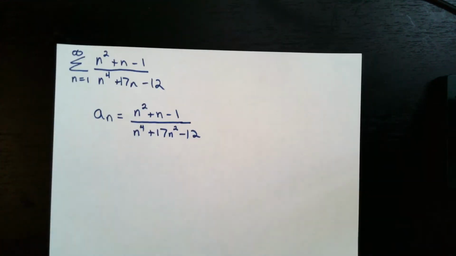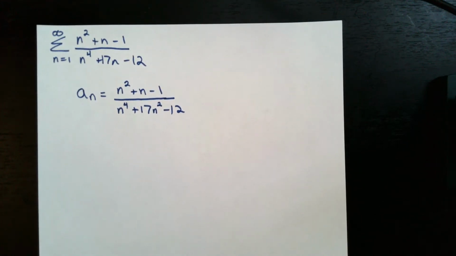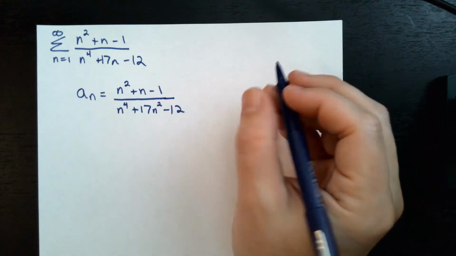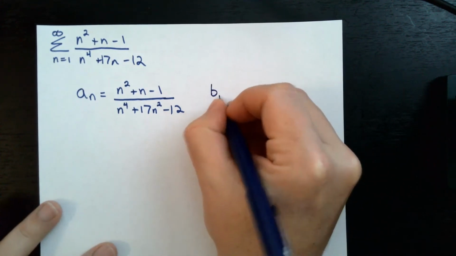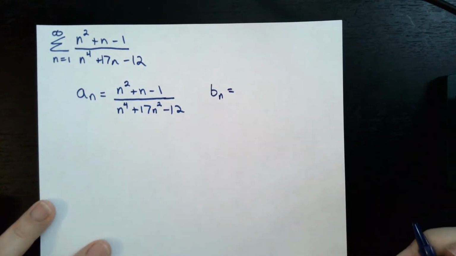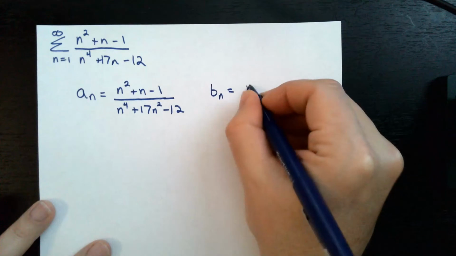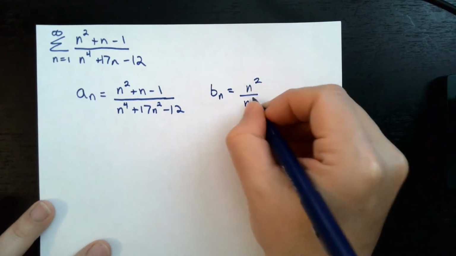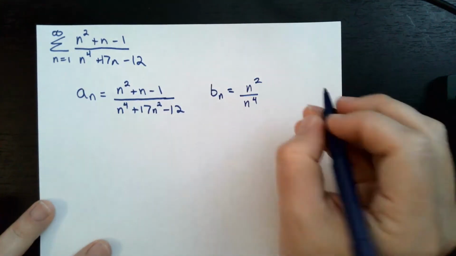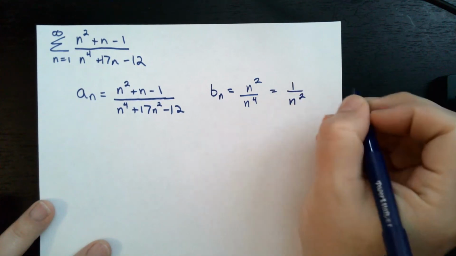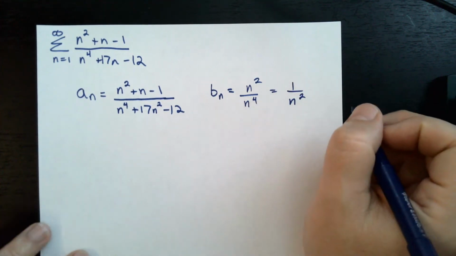So we've got the series here. I've chosen our a sub n. What we want to do is choose a b sub n that's kind of similar to the problem that we have, but that we know for sure converges. So I'm going to just choose the biggest power on top and bottom. So I'll choose n squared on top and n to the fourth on bottom, and I'll leave the rest of the stuff off. And of course that becomes 1 over n squared. Okay, so my b sub n is 1 over n squared.